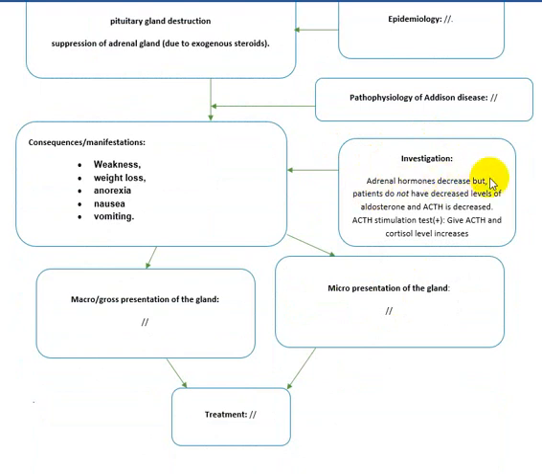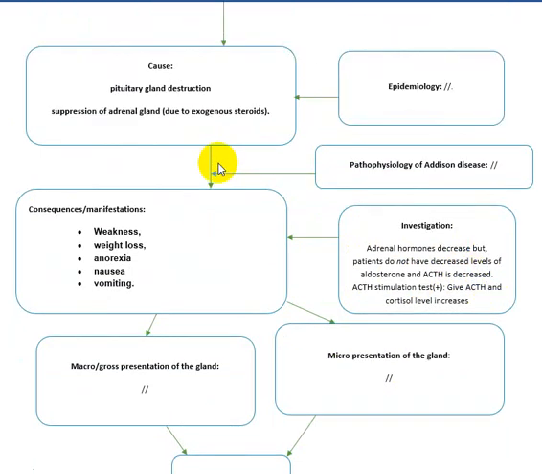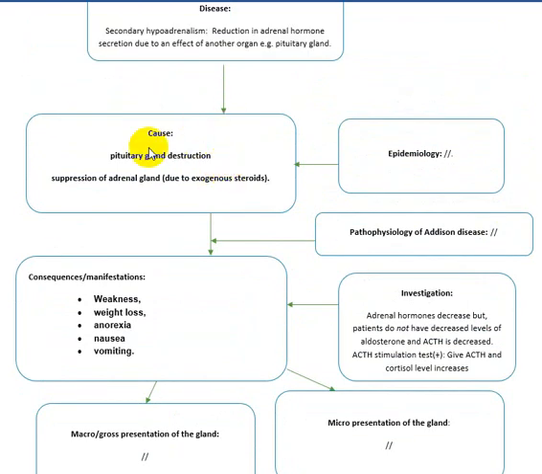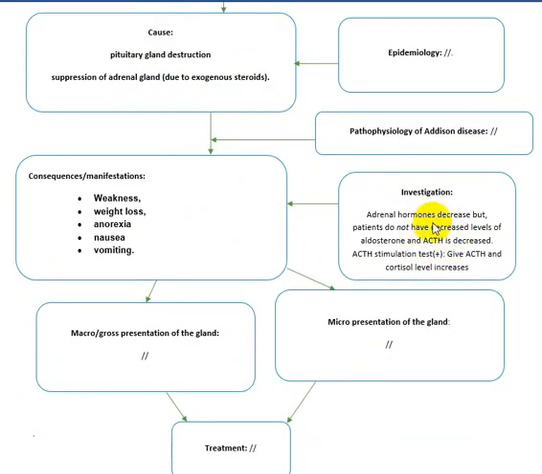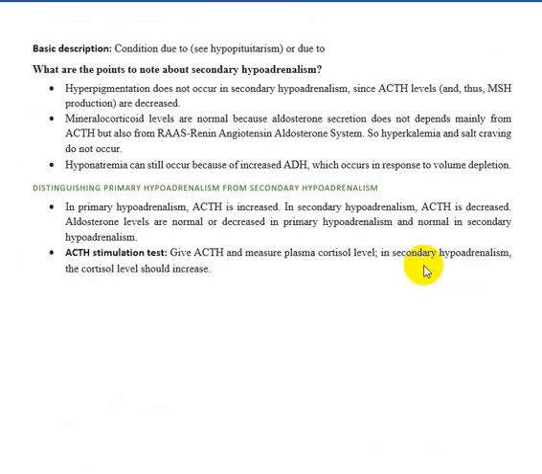Investigation: adrenal hormone is decreased, but patients do not have a decreased level of aldosterone. ACTH is decreased. This is due to the pituitary gland; it's secondary. So you have a low level of ACTH, and also a low level of adrenal hormones, and the ACTH stimulation test here is positive. That is, if you give a patient ACTH, you see that the cortisol level, the adrenal hormone, is going to increase.